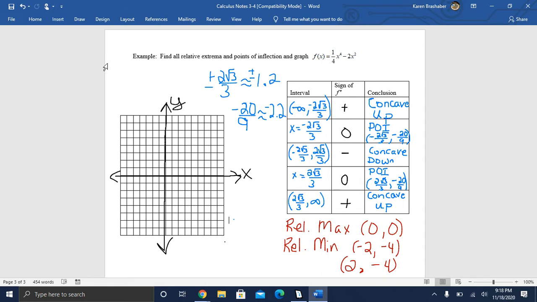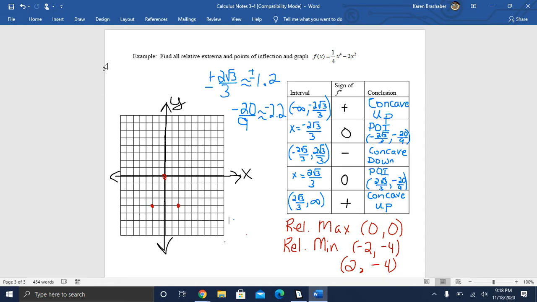So now we're going to take our information. Any points that are designated as ordered pairs should be plotted first. So I'll start with the maxes and mins. You have (0, 0), you have (-2, -4), and (2, -4). Those are your maxes and mins.